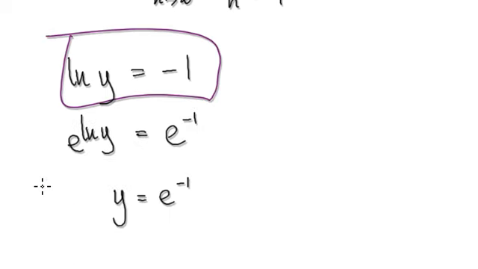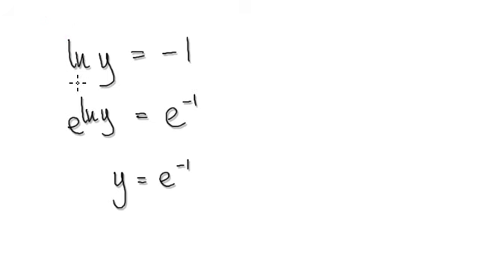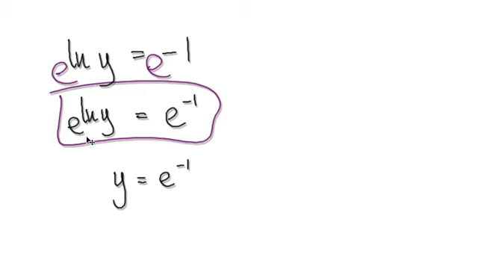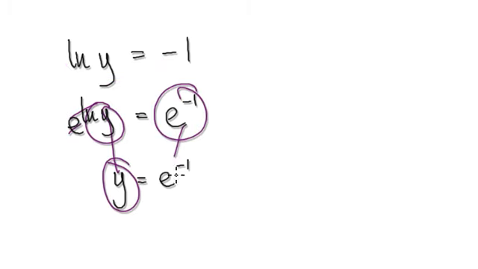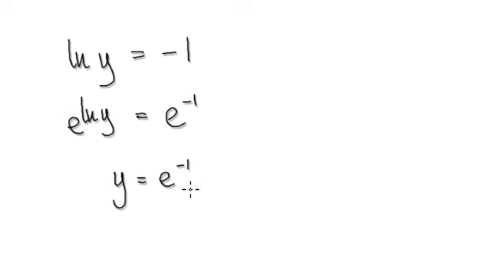So now take e to the power of both sides. That will then give you this, and in a way these two cancel out, giving you y, and then you've got this thing here. So the limit is e to the power of -1. Okay.